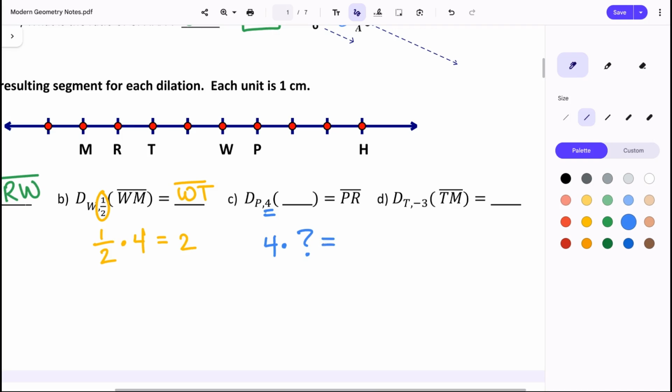Well, how long is PR? 4. So you're really asking yourself 4 times what is 4? 1. So I need a segment that's 1 centimeter long, and it starts at what letter? P, and it goes towards R. So it'd be P to W.